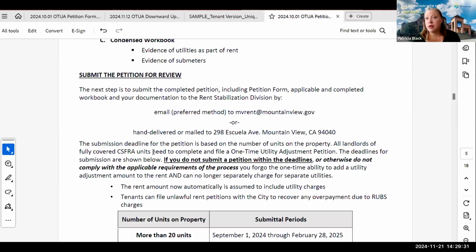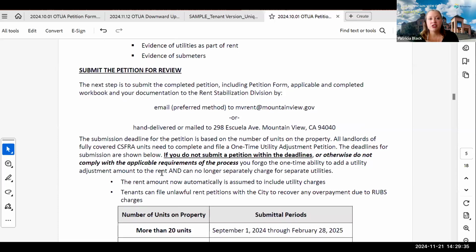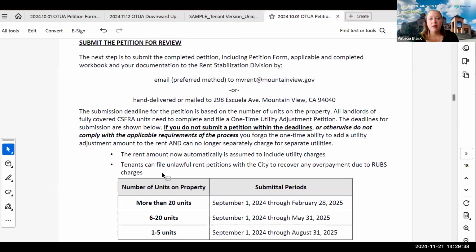If you have questions, you can also email us at mvren@mountainview.gov. So definitely don't try to just do this alone. We're here and we're happy to help. So you're going to submit your petition form and workbook and documentation to us when you think you're ready. You're going to either email it or hand deliver it or mail it to us.